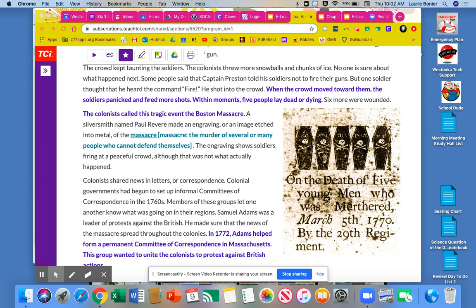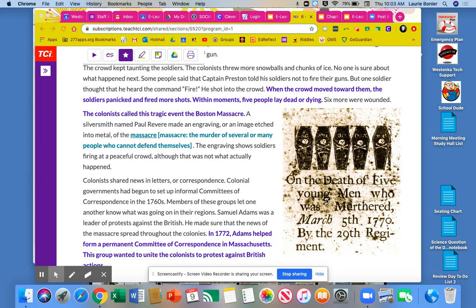But nevertheless, the colonists called this the Boston Massacre and spread word about it throughout the rest of the colonies. Paul Revere, a very famous silversmith, made an engraving of it, where you can see on the side of the page, where it showed the soldiers firing at a peaceful crowd, even though that's not really what happened. And word of this event spread across the colonies, angering people all over.